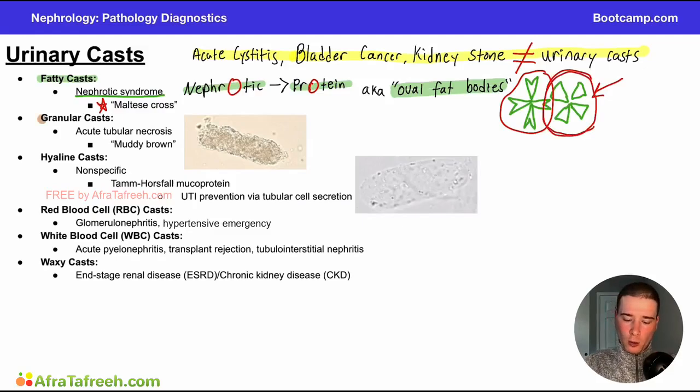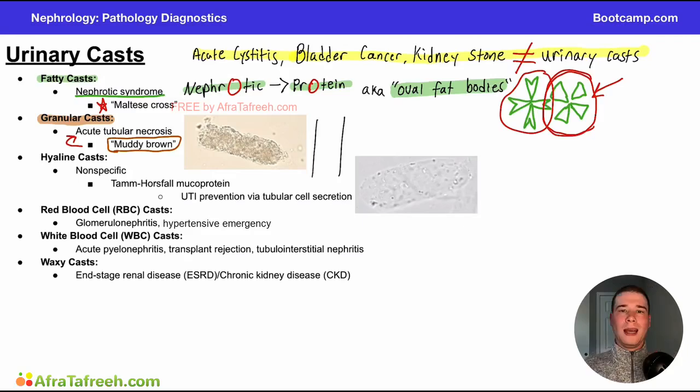Next, we're going to talk about granular casts, and the main one that you need to know here is this buzzword, which is muddy brown. This is almost pathognomonic for acute tubular necrosis at this level. And acute tubular necrosis is essentially a process where cells that typically line the tubules, I'm drawing here in brown, become necrotic and slough off into the tubules.